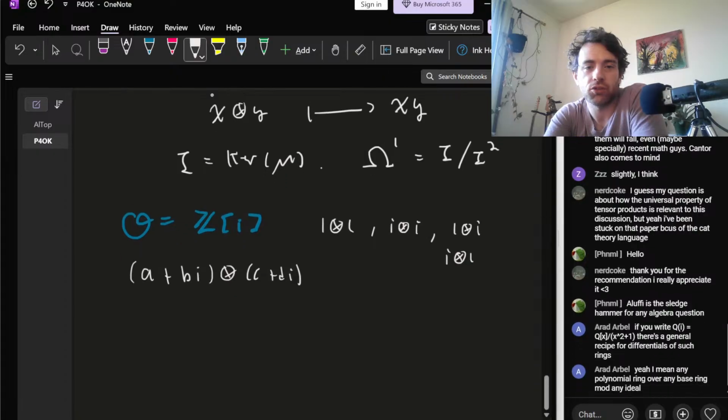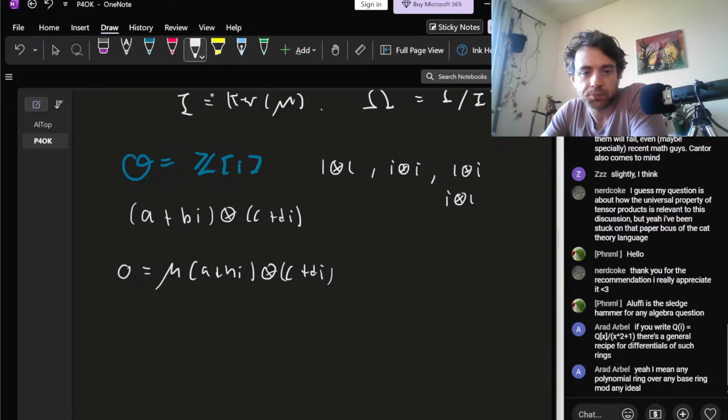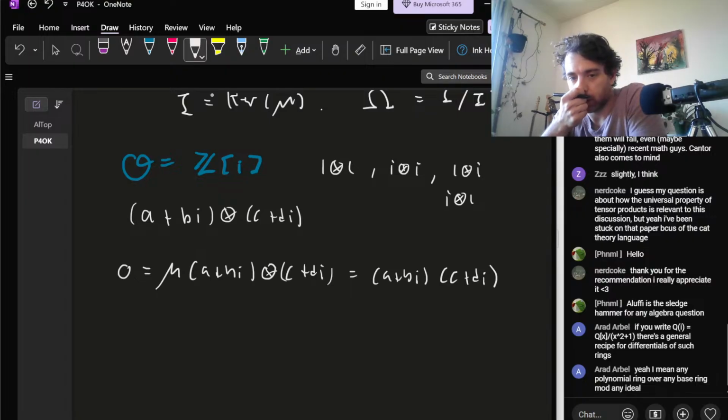So let's figure out what the kernel is. So 0 equal to mu of a plus bi tensor c plus di. Well, that's just going to be the product of a plus bi and c plus di. And this is an integral domain, right? So that's only possible if both of these terms are 0. Or, sorry, if one of these terms is 0.